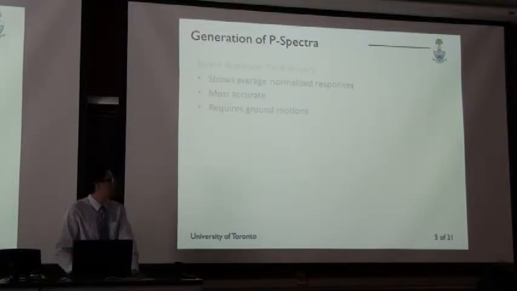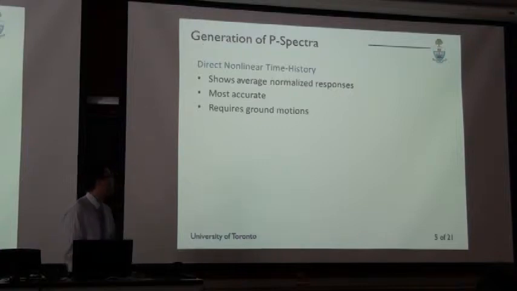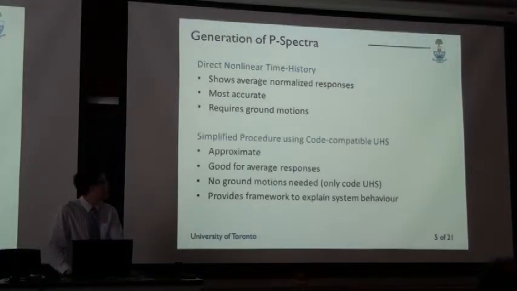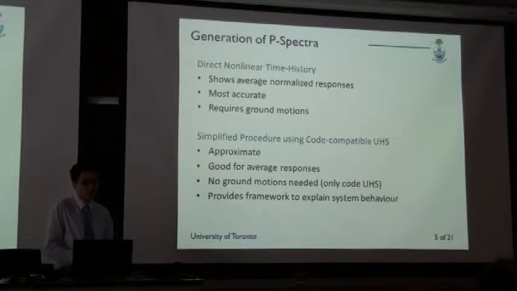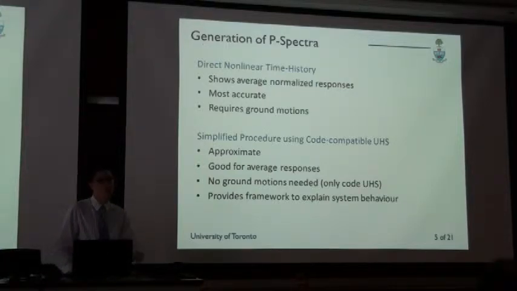So to generate these spectra, there are typically two ways. The first way is the most straightforward one, using nonlinear time history analysis on equivalent SDOF systems. This is most accurate, yet it requires ground motions, which are not always available in the design situation. So more practical for design is a simplified method to generate a performance spectrum. And this only takes the uniform hazard spectra, UHS, and although it's approximate, it provides a simplified framework to explain the complex system behavior for systems with dampers.